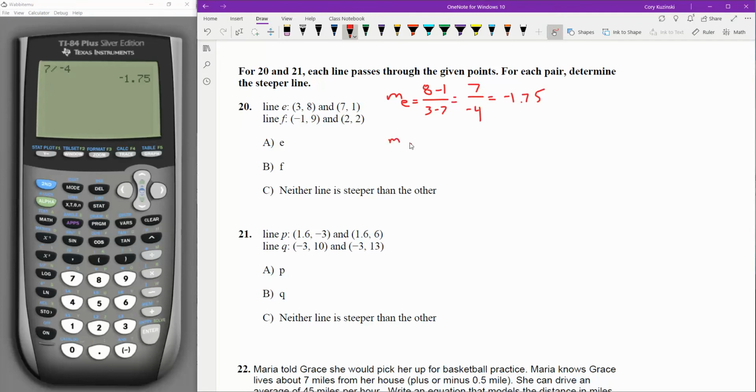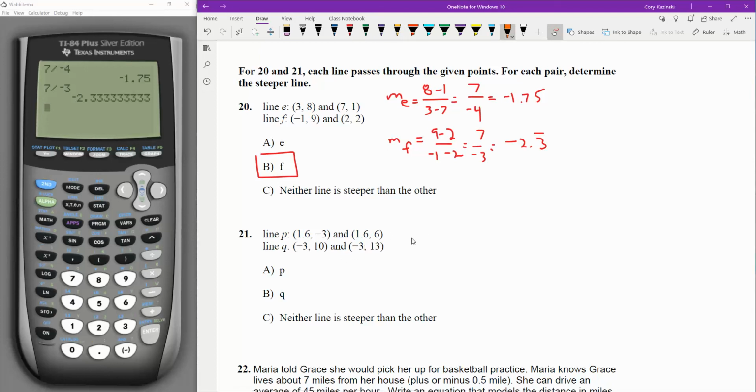So what about the slope of line F? We're going to do negative 1. Nope, sorry. We're going to do 9 minus 2. That's the change in the y's. And negative 1 minus 2. That gives me 7 over negative 3. 7 over negative 3 is negative 2.3 repeating. Since negative 2.3 has a greater absolute value than negative 1.75, that means line F is steeper. Line F is steeper.